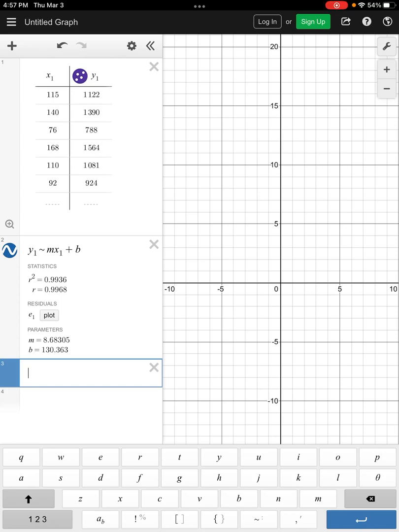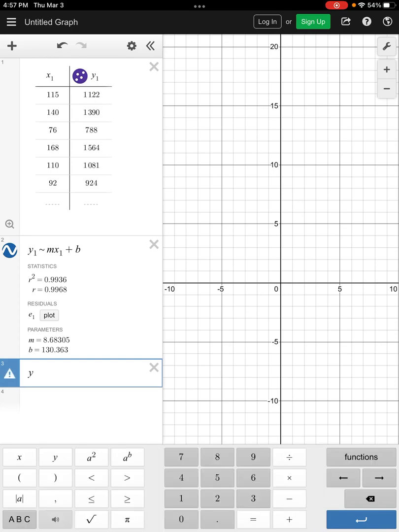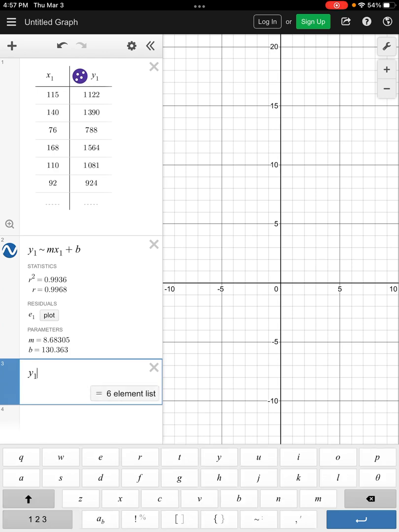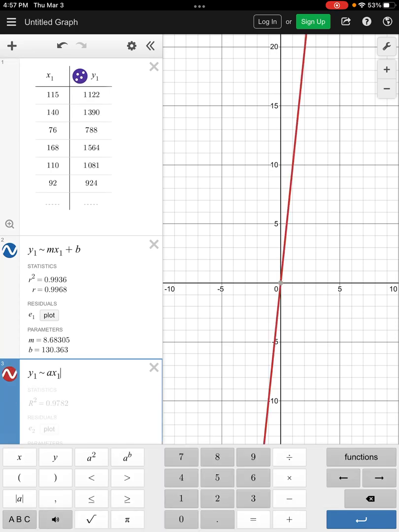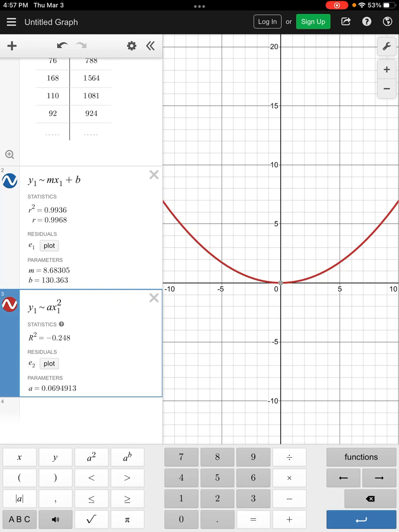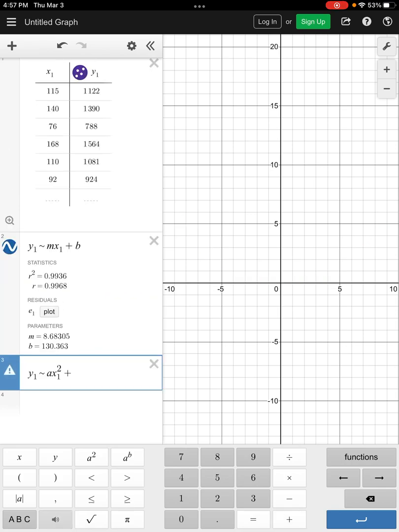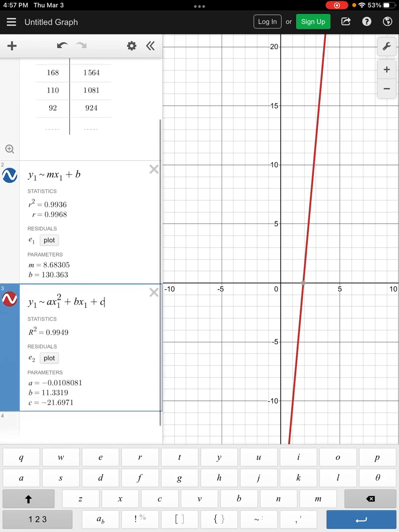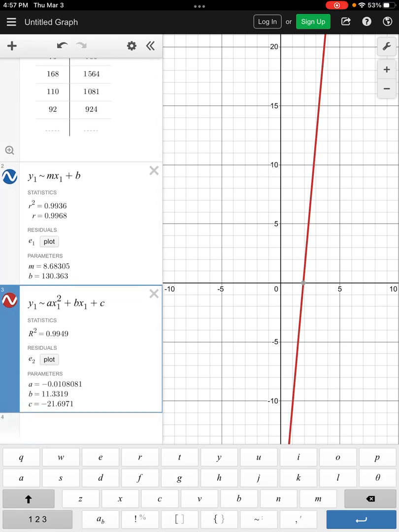I'm going to go to line number 3, and I'm going to do the same thing, but with the quadratic. So it's y sub 1, not equals, little squiggly. What that does is it tells the calculator to find the line of best fit. So x sub 1 squared plus bx sub 1 plus c. All right. So now we have our r values for both of them, or r squareds.